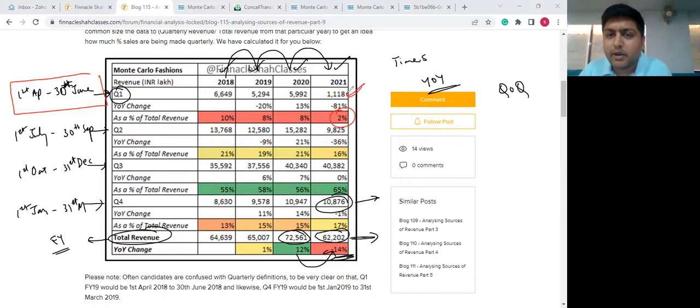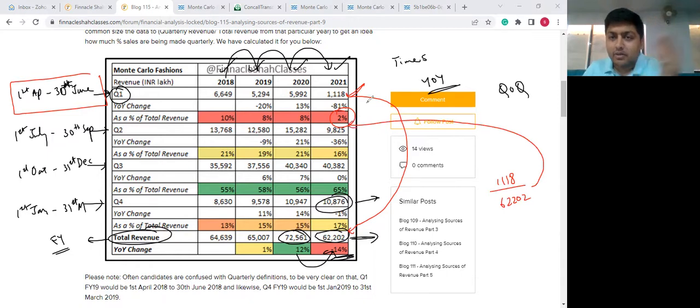It was precisely the quarter one revenue figure divided by the overall revenue figure. So 1118 divided by 62202 precisely gives me a 2% figure. Hopefully that clarifies the situation for everyone.